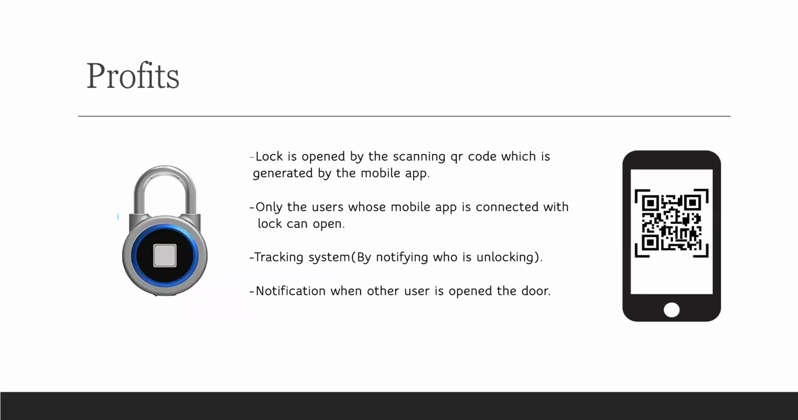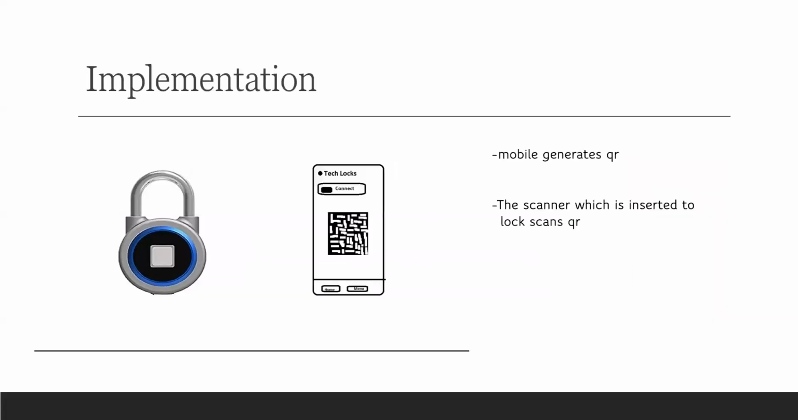What are the profits of using these locks which are connected with the mobile app? The lock is opened by scanning the QR code which is generated by the mobile app. Only the users whose mobile app is connected with the lock can open it. The lock contains a user ID and the mobile app has a tracking system, notifying who is unlocking the lock.